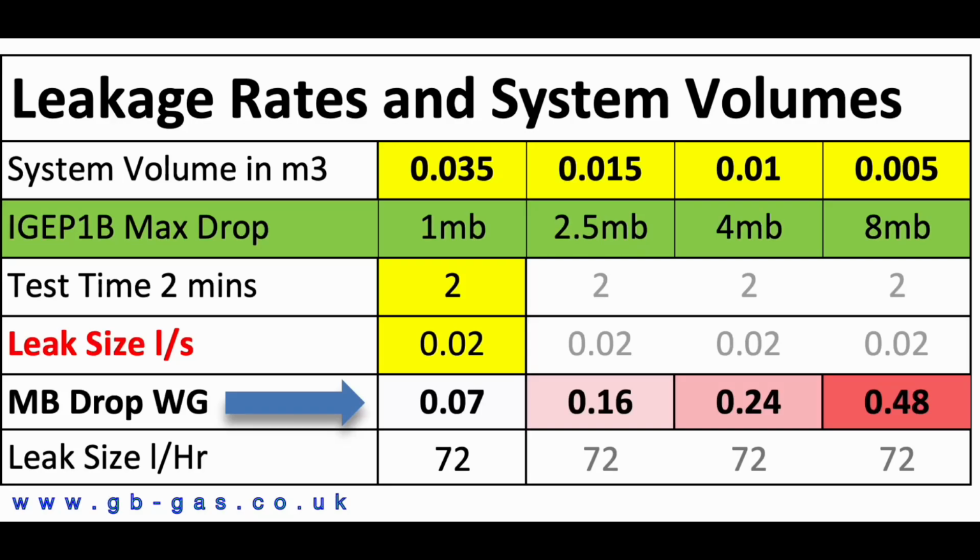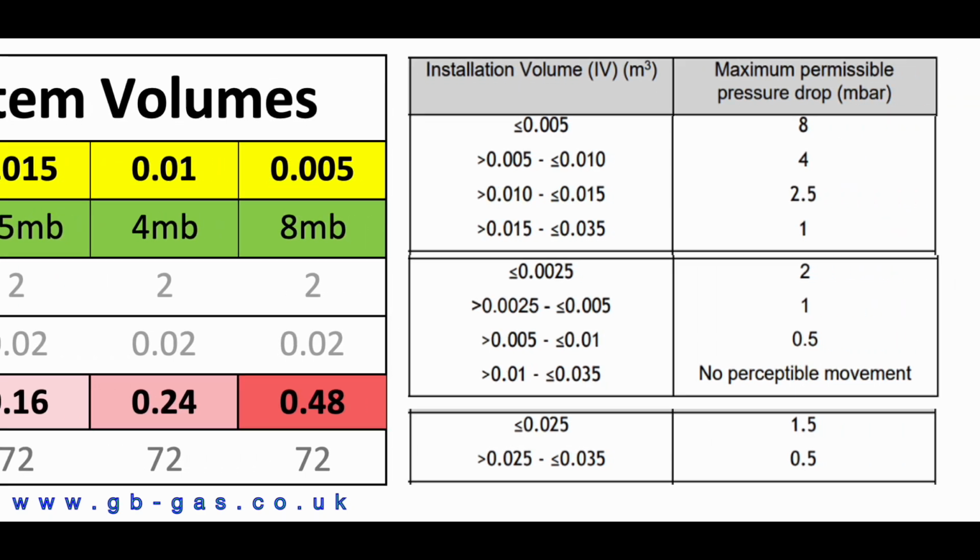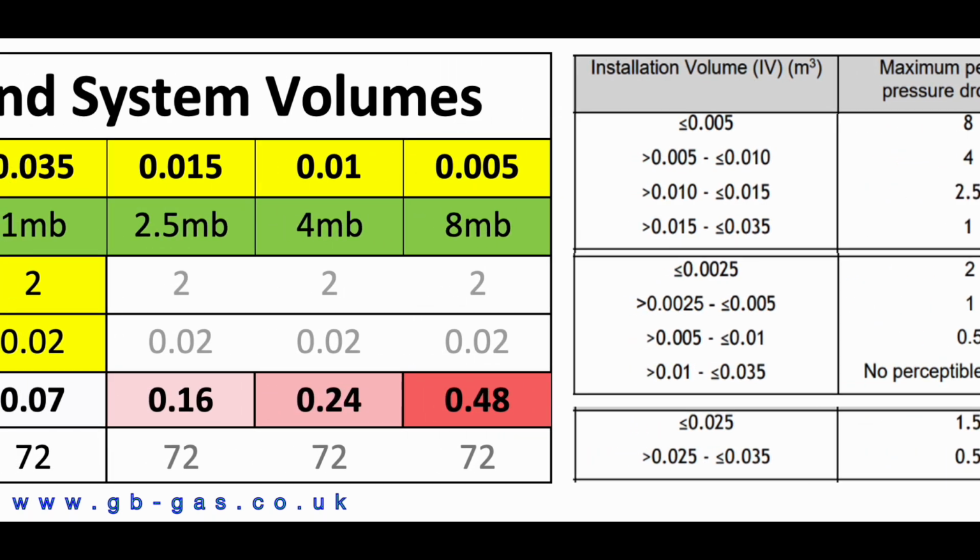Hi, welcome back. Let's have a look at leakage rates and the system volumes. This is all to do with the new IGEM/UP/1B, which becomes mandatory after October 2026. So having a quick look at the values on the right hand side, you can see the maximum permissible leakage rates now depend on the system volume. So that's the volume of the pipework and the meter, all added together using the correct formulas.